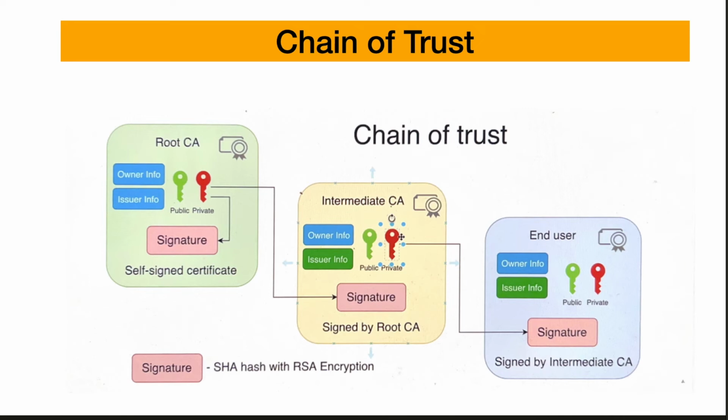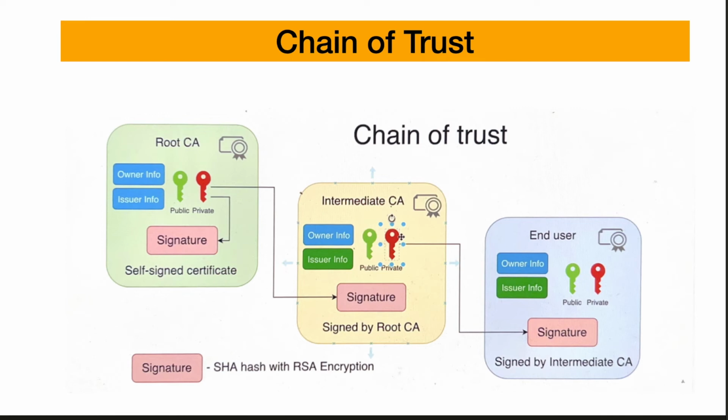So for example, in facebook.com we had the DigiCert certificate authority. What they're going to do, like they have private and public keys, so they encrypt the certificate with the private key and create a signature there, and then they send that signature to the intermediate certificate. Now the intermediate certificate will encrypt that signature and their certificate with the private key.